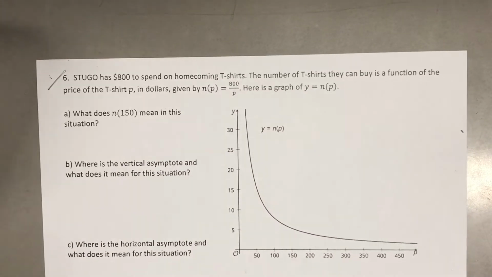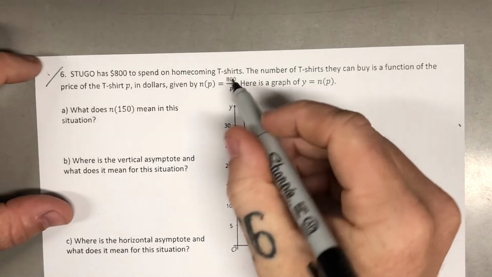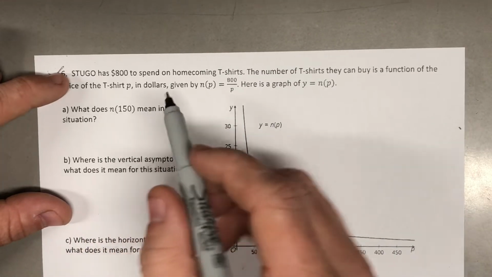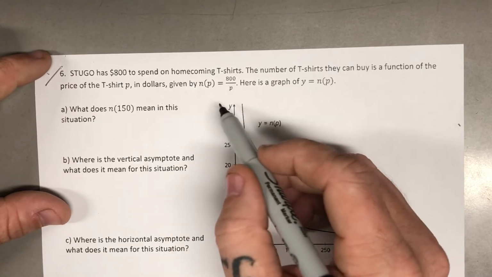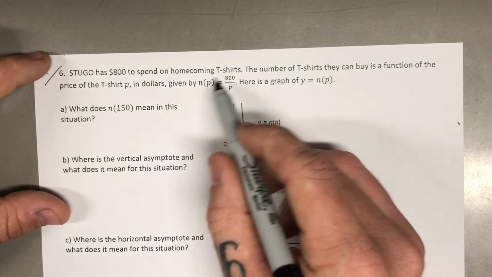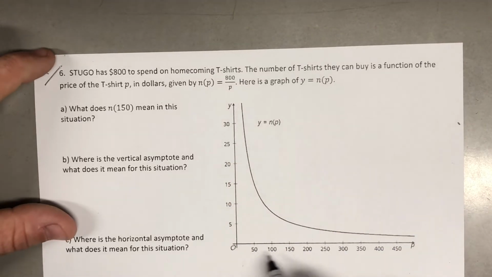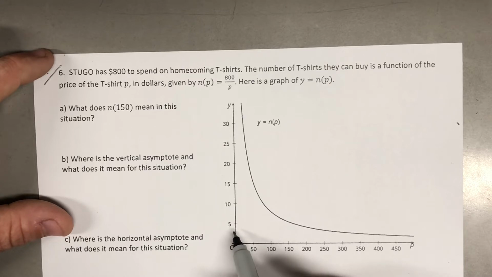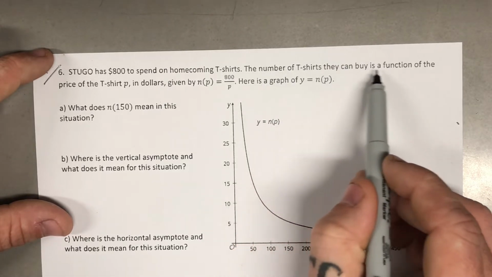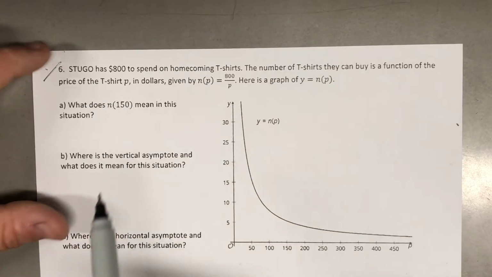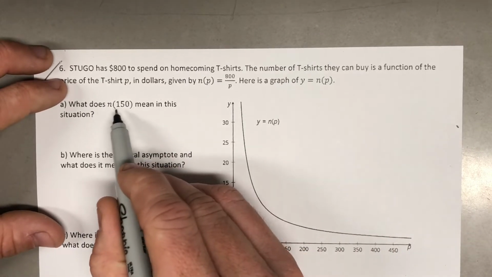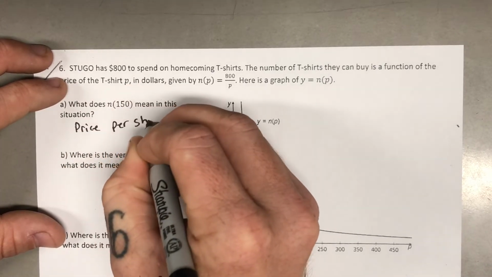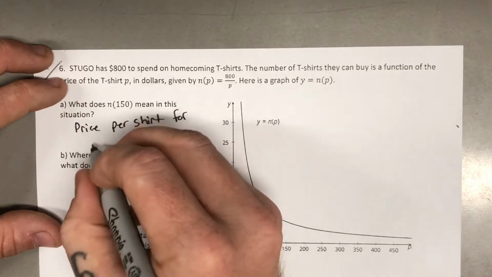We have this word problem. They give us this rational expression, N of p equals 800 over p. So what does N of 150 mean? That would be the 150 shirts, or if I spend 150 shirts. So this expression, this is how much money you spend on the shirts, and this is the cost per t-shirt. So read that the number of t-shirts they can buy is a function of the price of the t-shirt. So price per t-shirt. So this is 150 shirts. N of 150 is the price per shirt for 150 shirts.